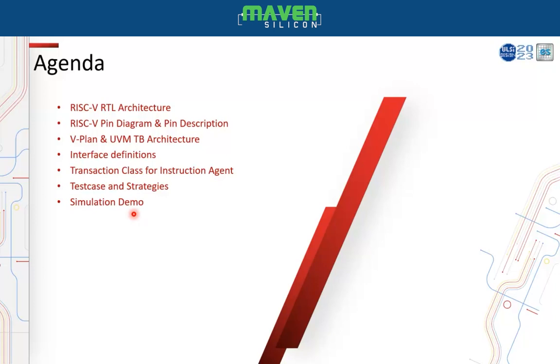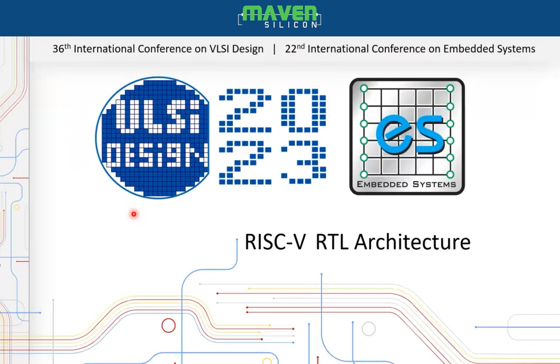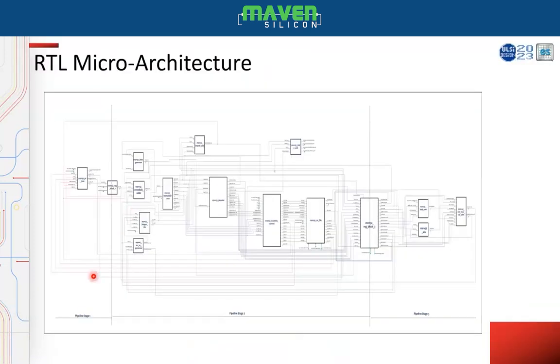Alright, now let me show you the RISC-V RTL architecture that we have implemented and verified using UVM, and the RTL implementation has been done in Verilog. Now if you look at our RTL, it has been implemented using 3 pipeline stages, and the pipeline stage 1 is responsible for program counter value generation and fetching the instruction, and the pipeline stage 2 is responsible for decoding and fetching the operands from the instructions.